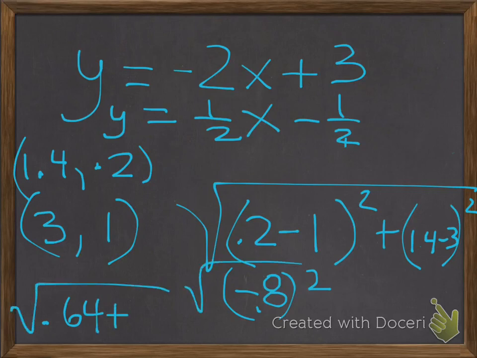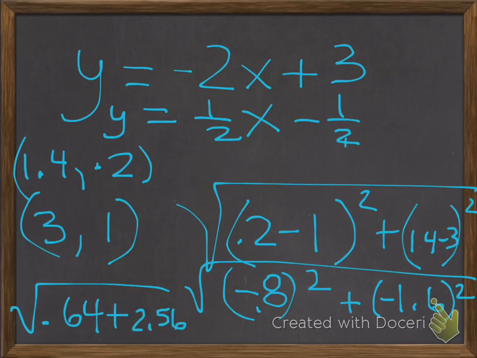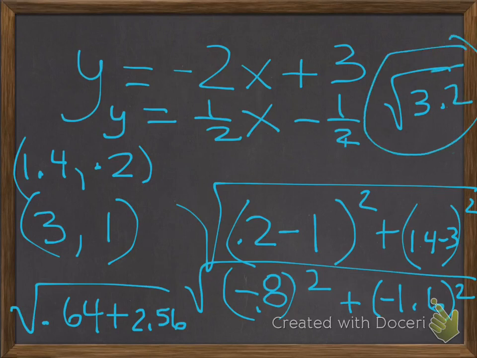plus 1.4 minus 3 squared, so that's negative 1.6 squared. That gives me positive 2.56. And if we add that together, I get 3.2, so the square root of 3.2. Usually you won't have the decimal as a square root, but since I made these numbers up, that's what it turned out to be. So the square root of 3.2. And that concludes our quiz review.